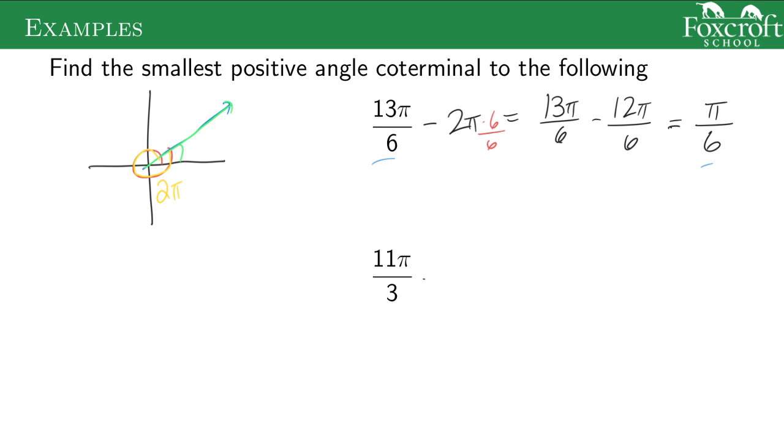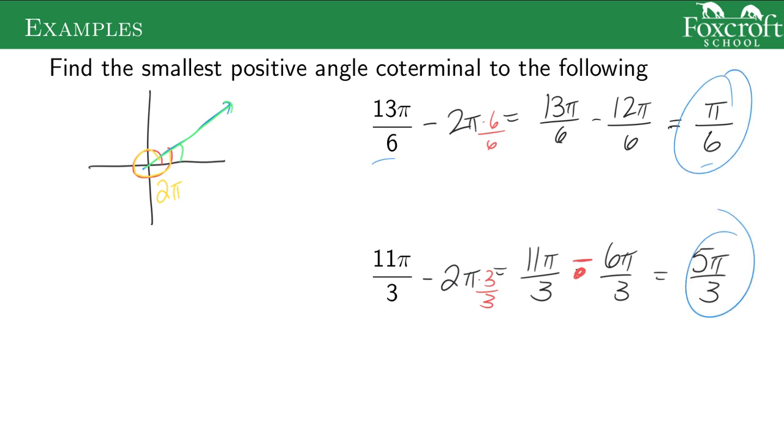For 11 pi over 3, we're going to do the same thing, subtract 2 pi, which in this case means I need to multiply the top and bottom of 2 pi by 3. It's going to give me 6 pi over 3, and there should be a minus sign there. That's going to give me 5 pi over 3. So 11 pi over 3 is the same as 5 pi over 3. And you can see these are angles from our unit circle diagram that we have to have memorized.